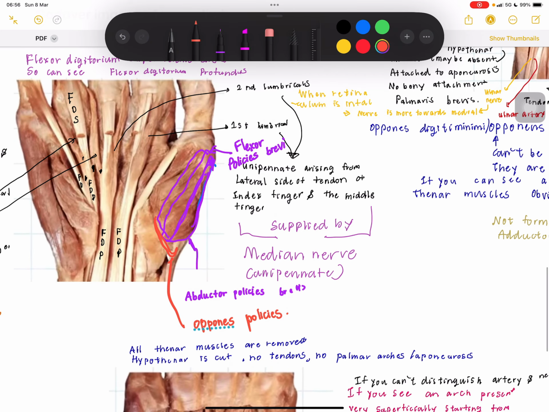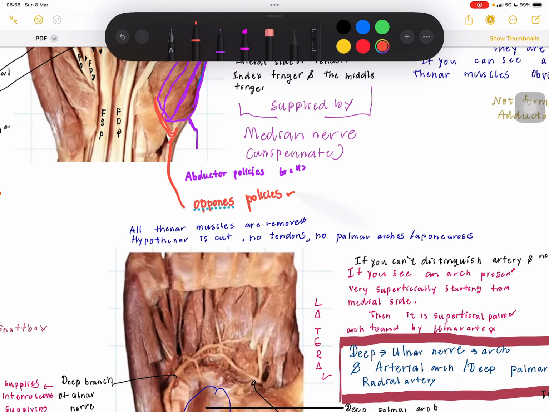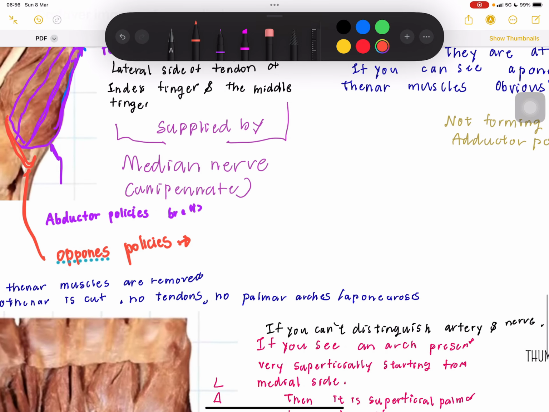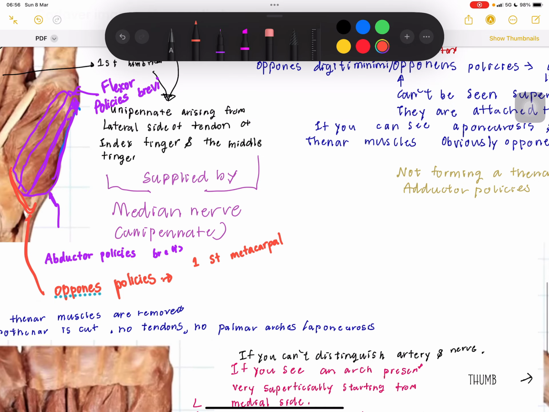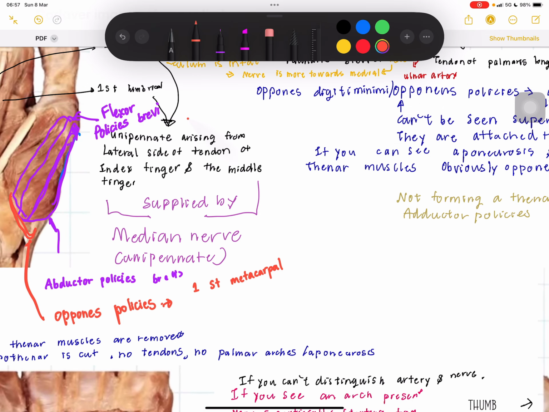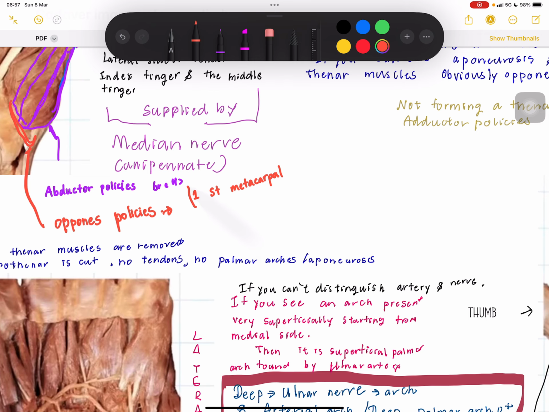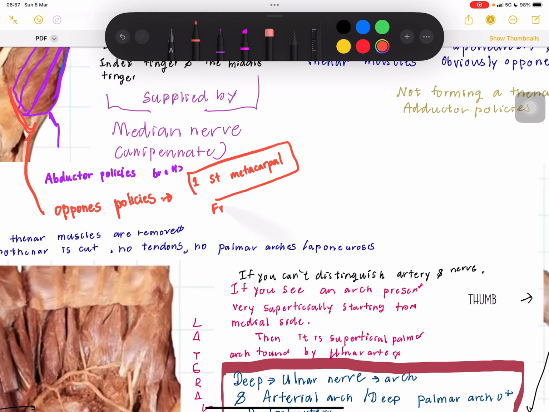And then this opponens pollicis is prominent because it joins into the first metacarpal. All the other thenar muscles join into the phalanges, but this one joins to the first metacarpal. So when there's a fracture in the first metacarpal, that will damage this opponens pollicis.